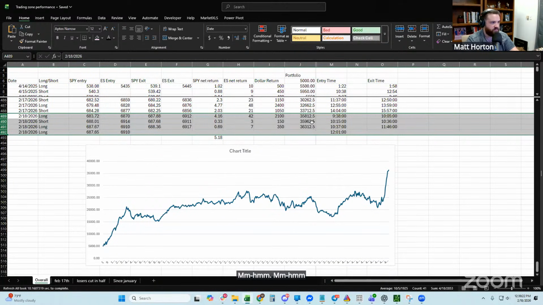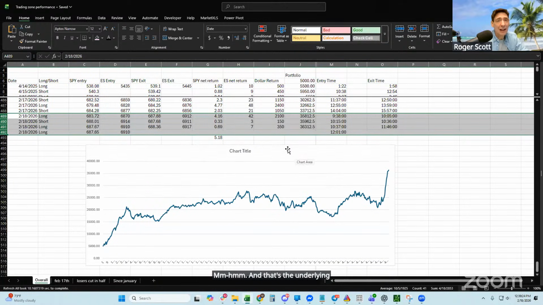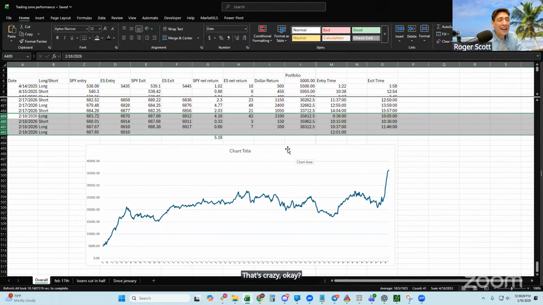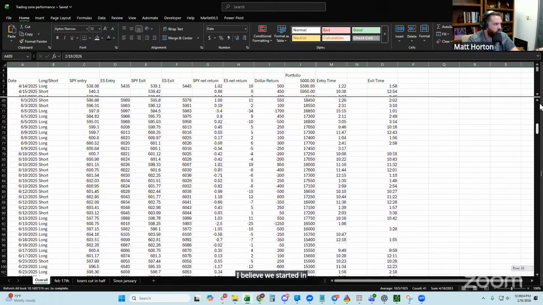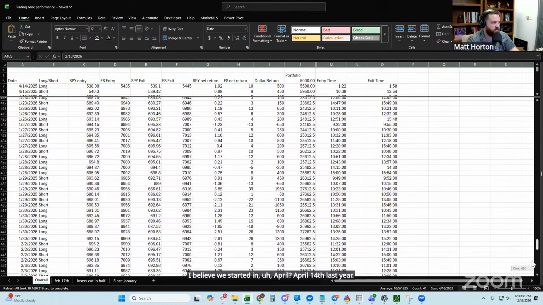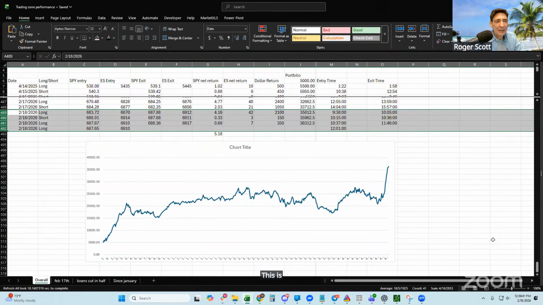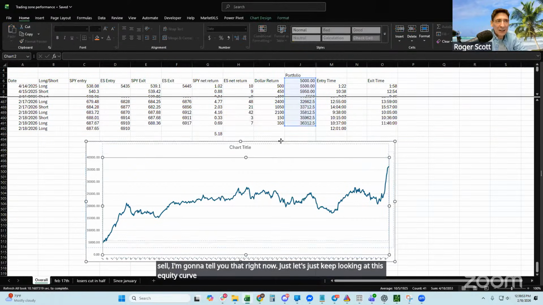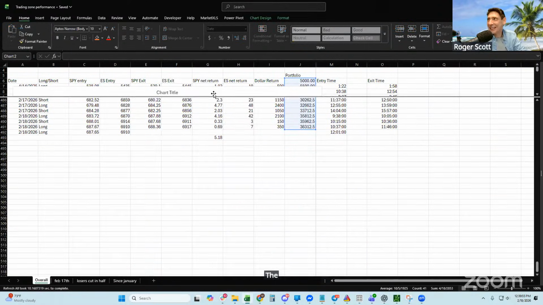And that's the underlying, folks. That's not leverage. That's not options. That's crazy. And how long ago did we start, Matt? I believe we started in April. Yep, April 14th last year. This is the program I'm going to be trying to sell you in about 20 minutes. It's going to be a very easy sell. Let's just keep looking at this equity curve and the program will just sell itself.